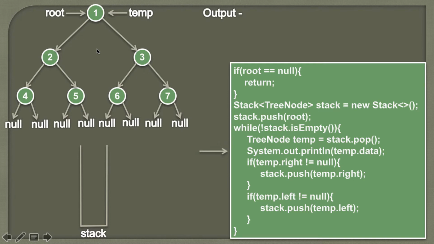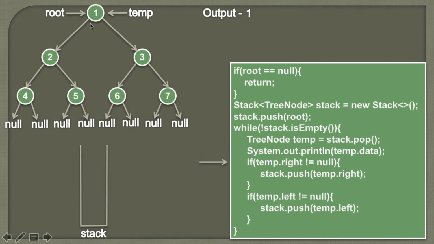So friends, in pre-order tree traversal, we first process a node, and then we process its left subtree, and then we process its right subtree. So in the first step, we'll simply print this node. So the output would be 1.